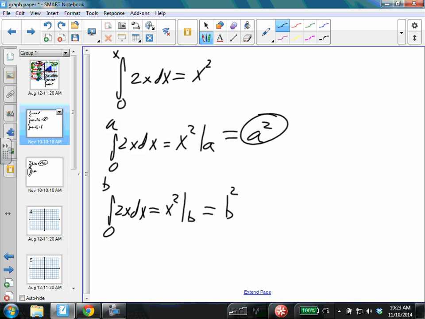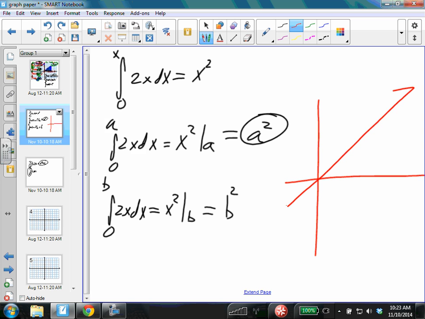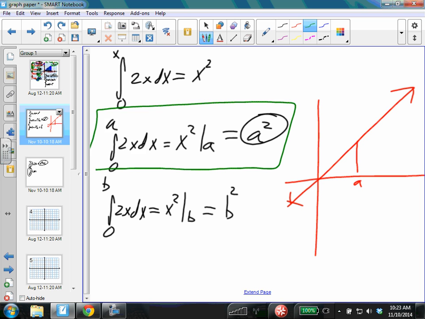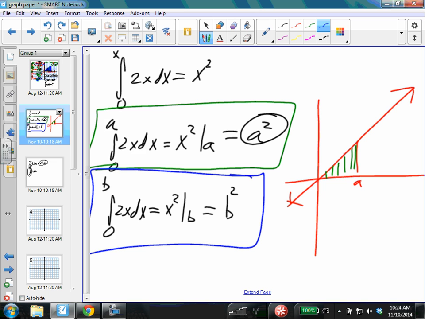Okay, so notice that the area so far function, whenever we take an antiderivative, gives us the area from 0 to a certain point. So if we had a graph of this function, and I'm going to do a rough sketch of 2x, it looks like this. Let's just say this was a. This first equation here would give us the area from 0 to a, that space in there. This second one would give us to b. Let's make b a little farther out.